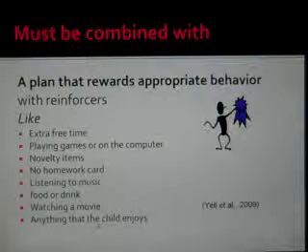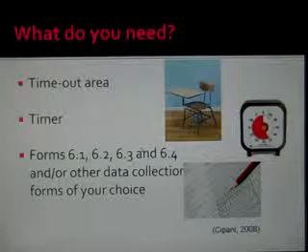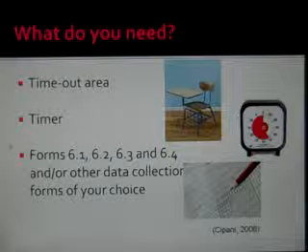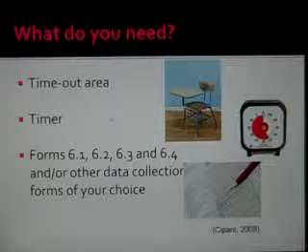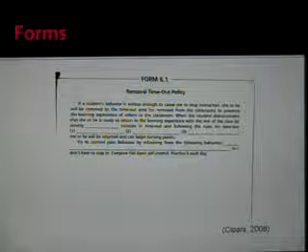So here are some reinforcers. Anything the child enjoys is considered a reinforcer that you can give them. What do you need? You need a timeout area. You need a timer. There's some data collection forms in our text, and you can use other forms of your choice. Here's the timeout removal policy form. Take a minute and pause the film if you'd like and read through this.